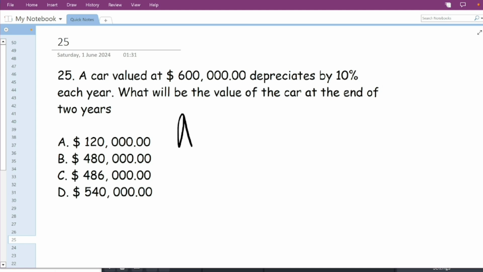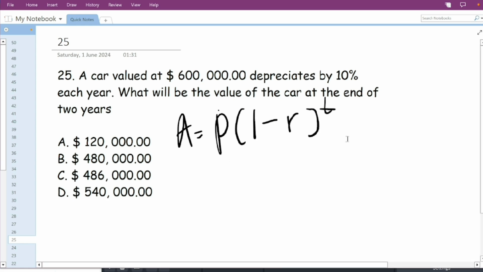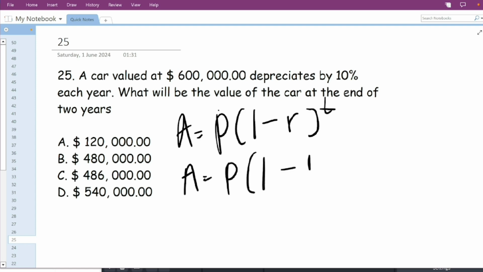The formula can either be A equals P into open bracket 1 minus R close bracket T. Noting at this point that your R, which is your rate, you divide it by 100, or in some cases they write it as A equals P into open bracket 1 minus R over 100 close bracket T.